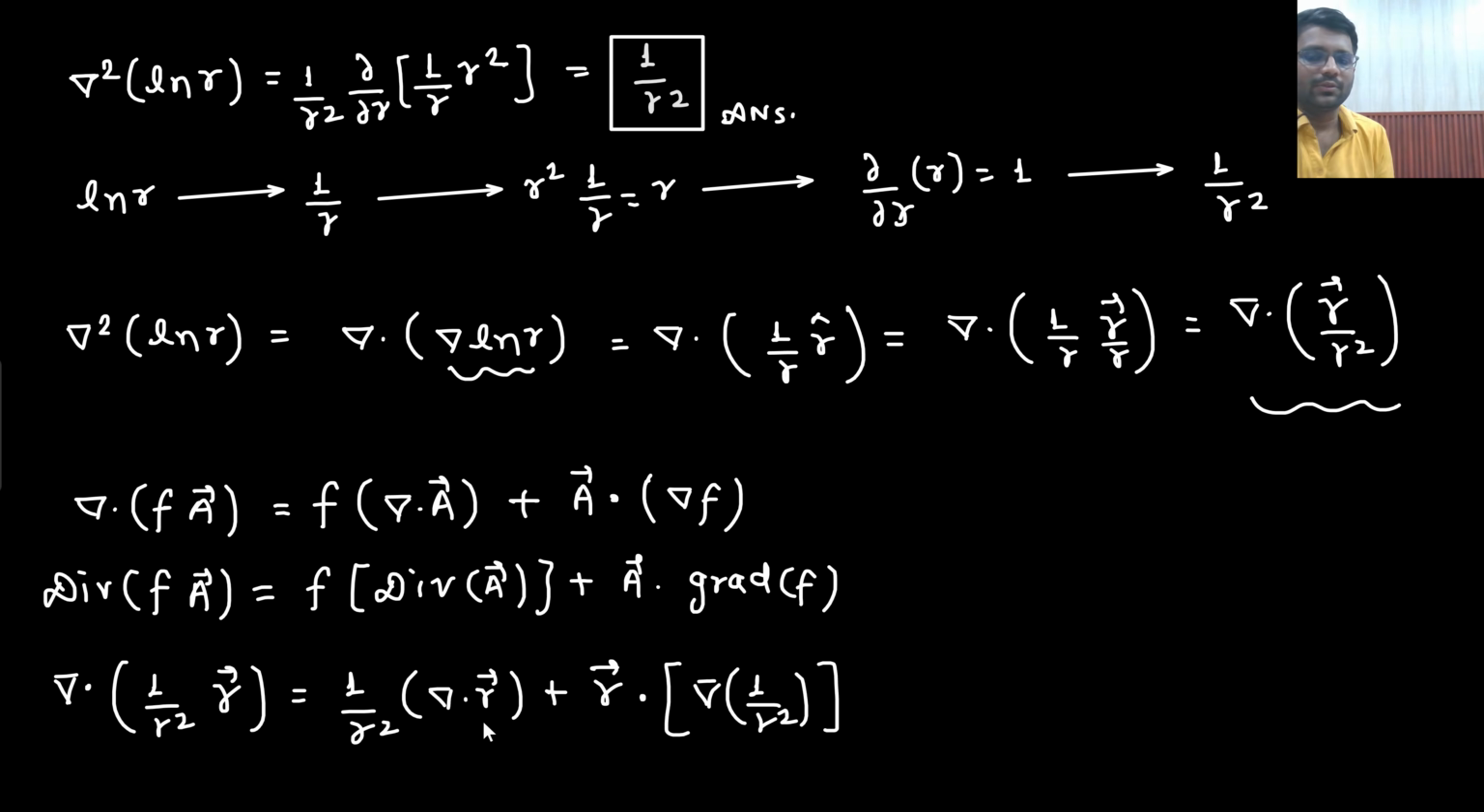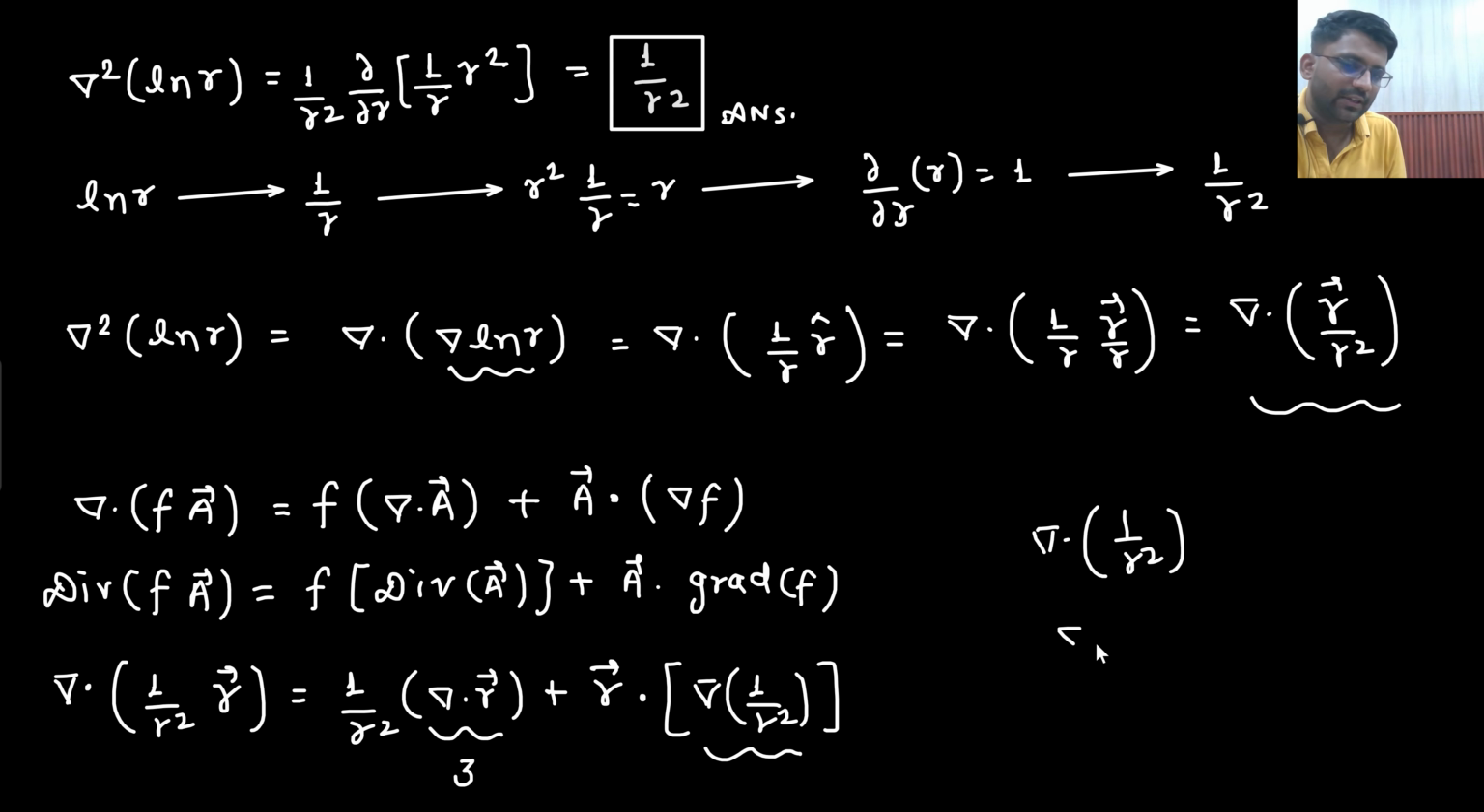Is that understandable to you? So now can you solve this one? Yes sir, this will give me the answer of 3. Can you solve this one? Del 1 by r square. What answer it will give you? Sir, it could be written as del. It is not dot product. Okay, you are simply calculating the gradient. It is not a dot product. You are calculating the gradient of r to the power minus 2.